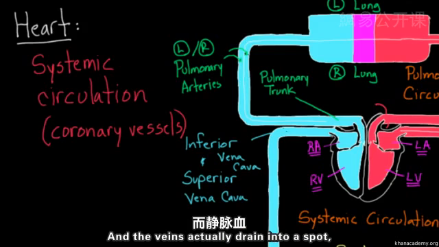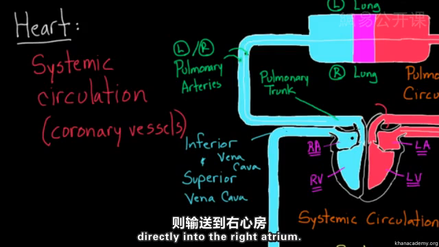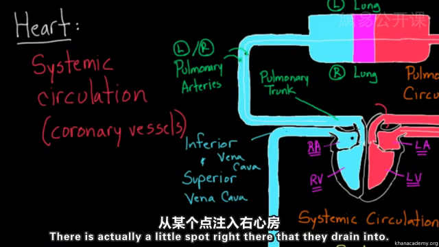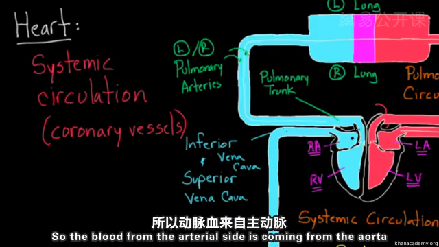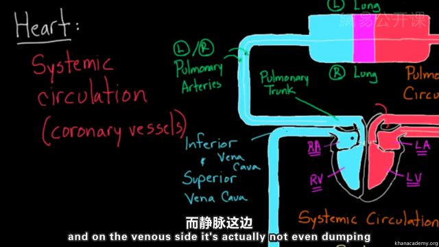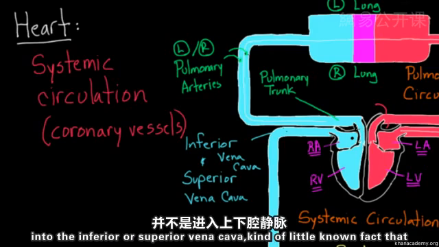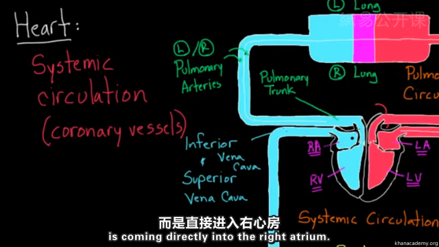And the veins actually drain into a spot directly into the right atrium. So there's actually a little spot right there that they drain into. So the blood from the arterial side is coming from the aorta, and on the venous side, it's actually not even dumping into the inferior or superior vena cava. Kind of a little known fact, it's going directly into the right atrium.